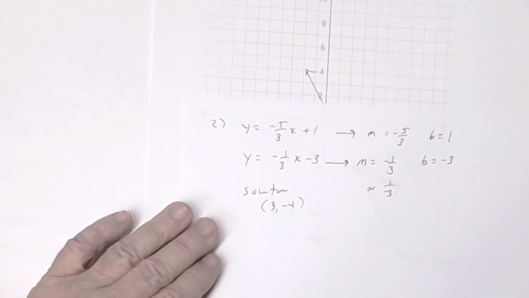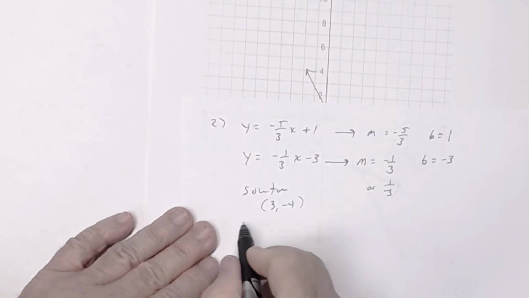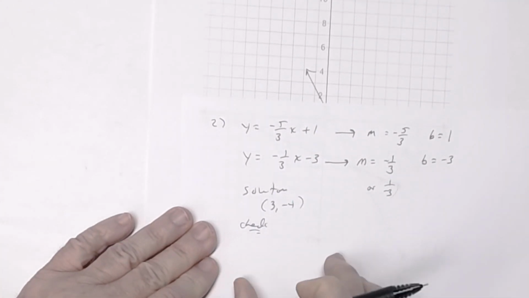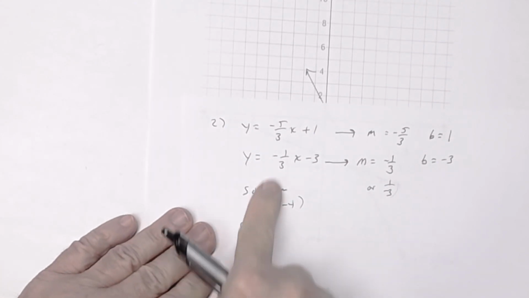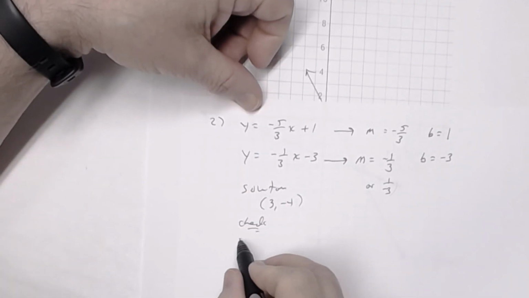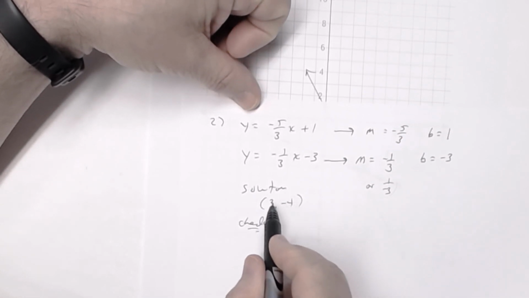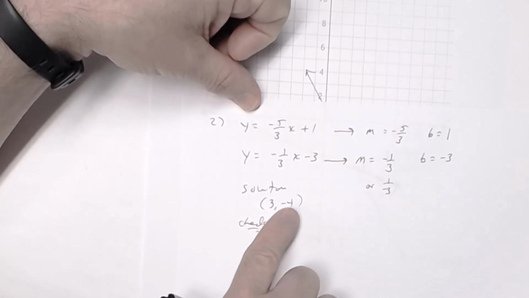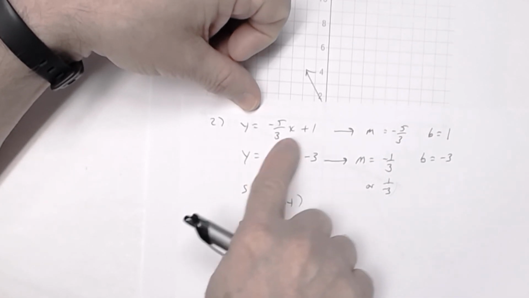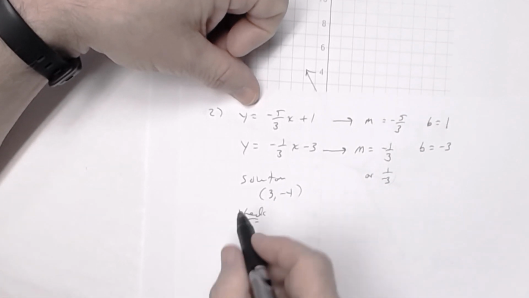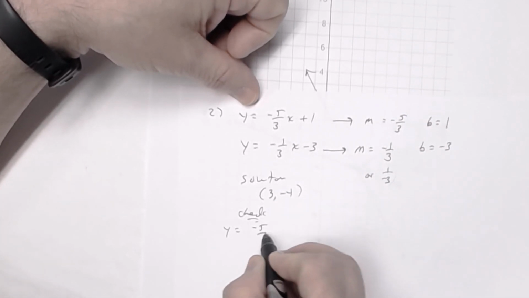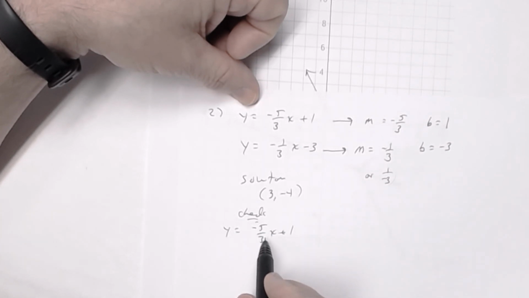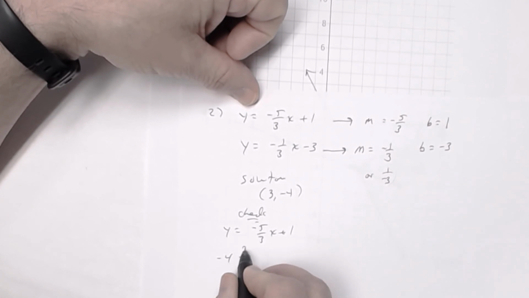All right, and let's just check this real quick, just so you see what it looks like. Now I'm going to do this one without mentally talking about it because there are fractions here. So let's check. Let's remember what we're saying is that this point is a solution to the system, meaning that when I substitute 3 for x and negative 4 for y, it satisfies both of these at the same time. That's what that means. So my first equation is this. And in place of x, I'm going to substitute 3. And in place of y, I'm going to substitute negative 4.